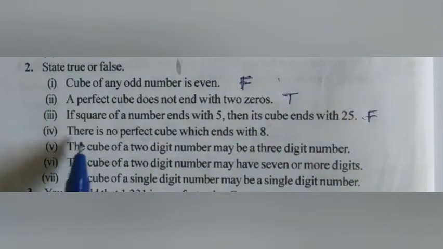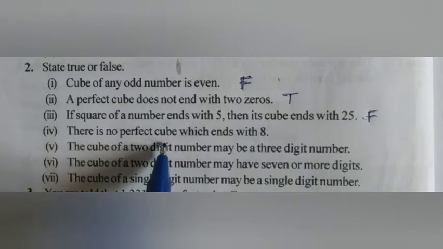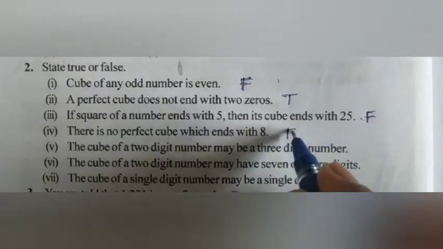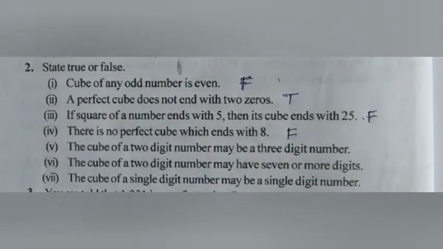Now come to the fourth. There is no perfect cube which ends with 8. This is also false, as there are some cubes that end with 8. For example, 10,648 is a cube number.